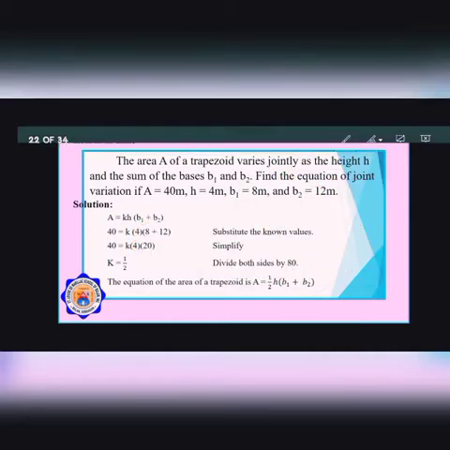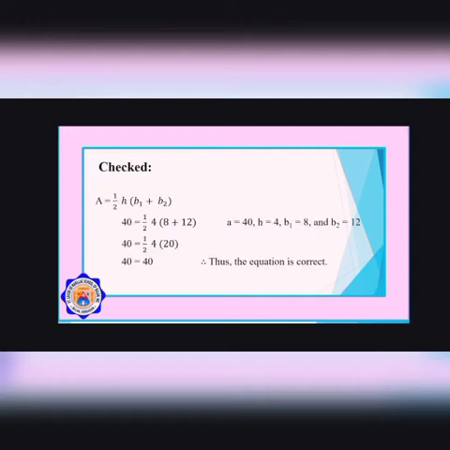Next is, we will check if k is correct, or if 1/2 is correct for the constant. So, a is equal to 1/2 times h, this is the equation. We will just substitute the value of k, which is 1/2. So, a is equal to 1/2 times h times the quantity of b sub 1 plus b sub 2.